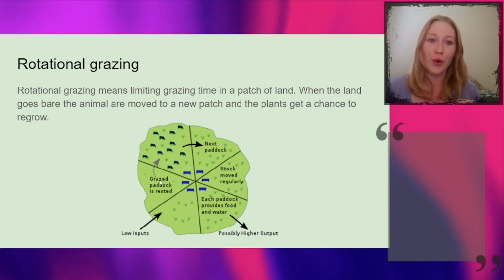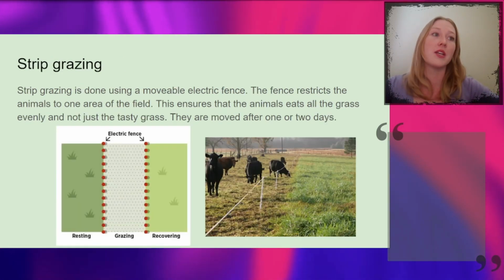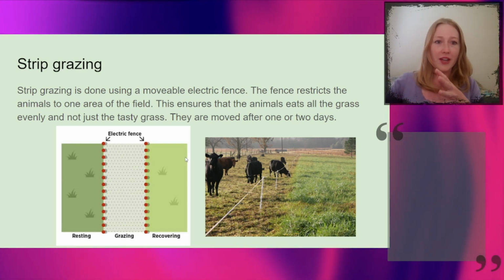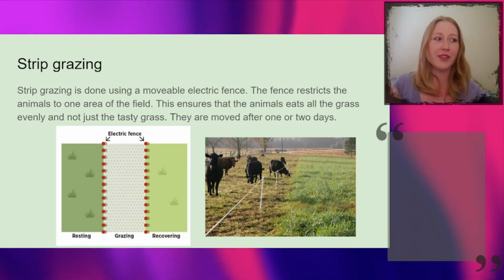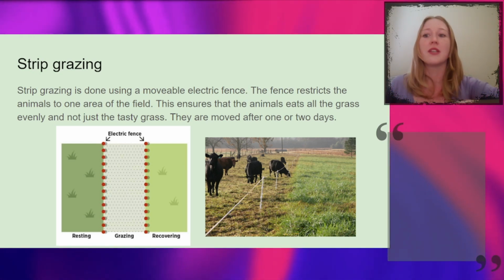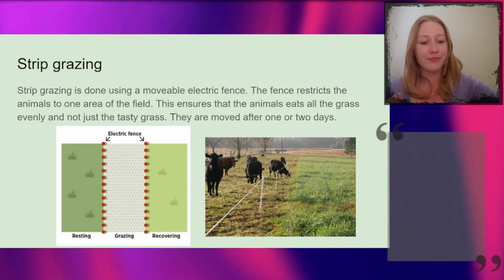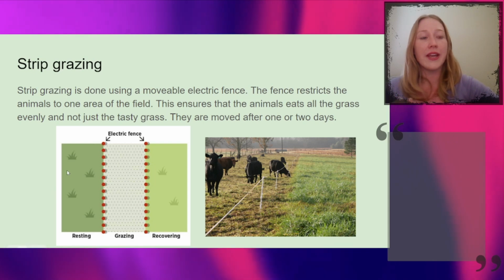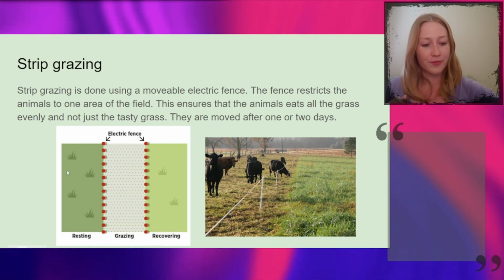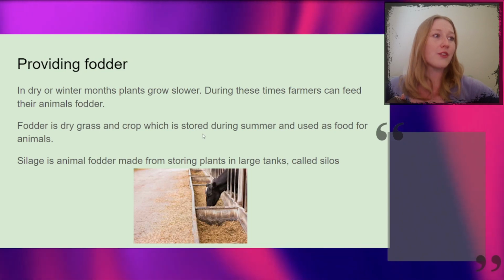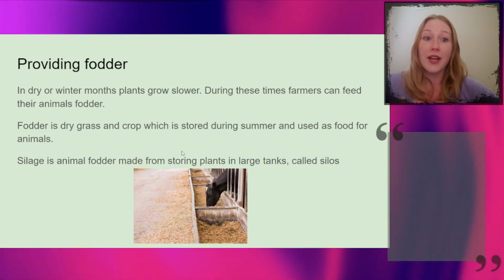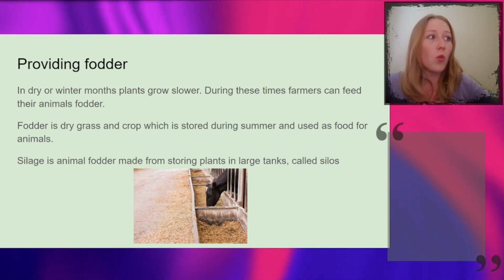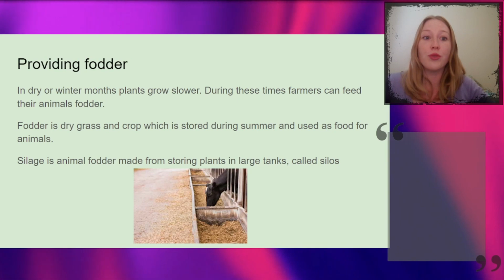a chance to regrow. And it's a similar idea with strip grazing, but I believe in this case it's the actual fence that gets moved up with the cattle rather than being moved into an entirely new paddock. So whilst they are busy eating over here, the next place gets a chance to regrow. And then providing fodder is basically the idea of providing another type of food rather than the vegetation on the ground, whilst that vegetation needs a chance to regrow.